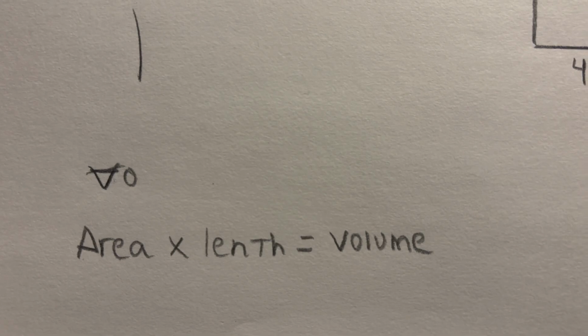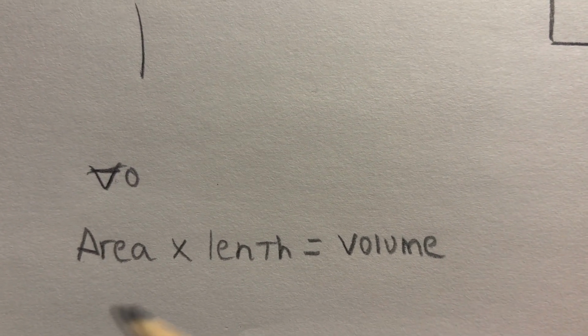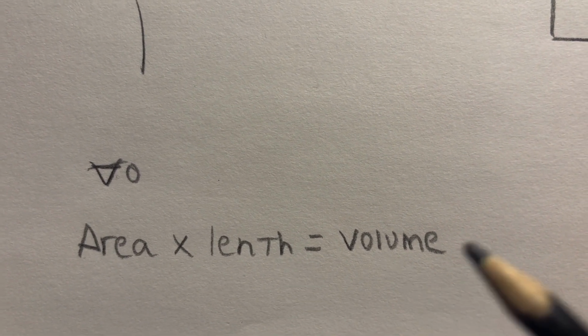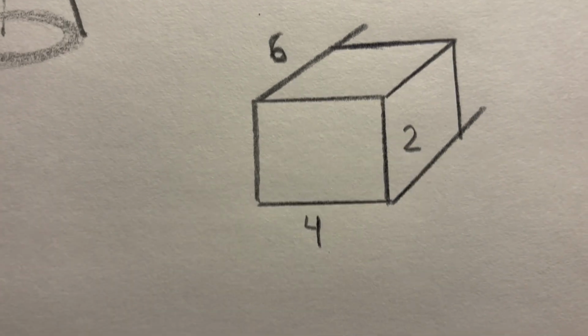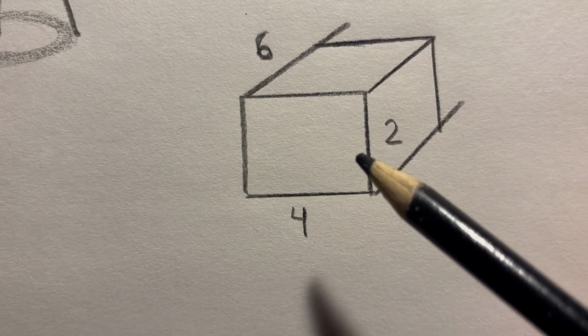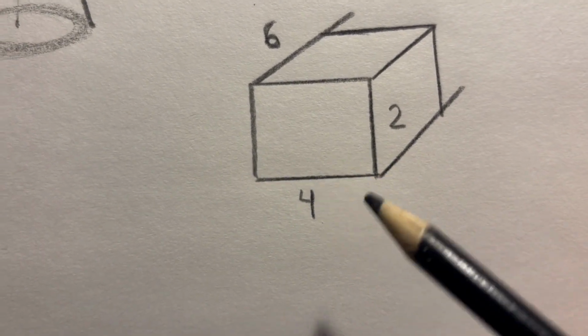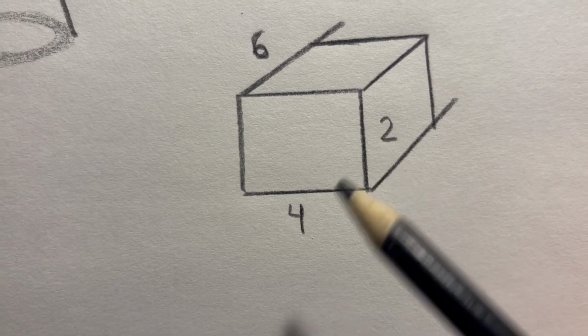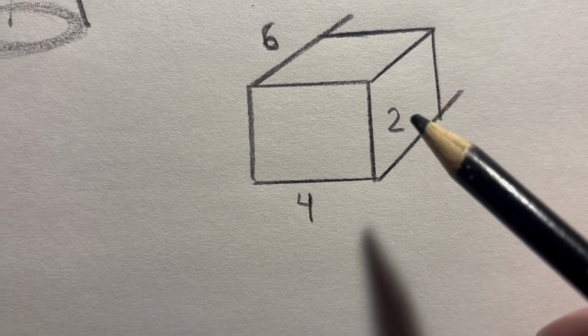The formula for volume is area times length equals the volume. The area is the 2-dimensional side, which is width and height. So it's 4 times 2, which is 8.